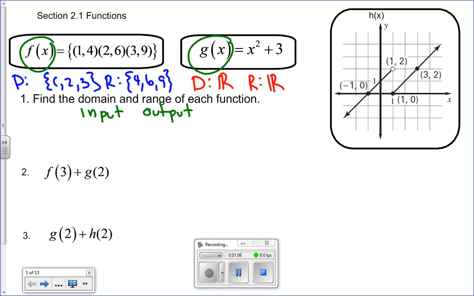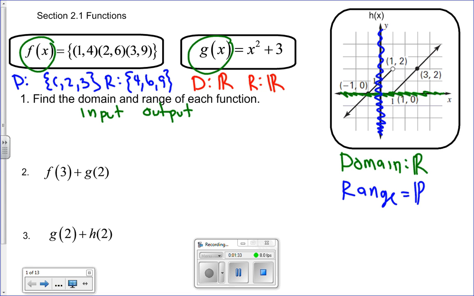Graphically, what you want to do is project the graph onto the x-axis for the domain, and so what I can see here is that all the x values are represented on this graph. So in this case, the domain is going to be all real numbers. And when I project this graph onto the y-axis for the range, I can see that all numbers are represented as well. So in this case, the range for this function is going to be all real numbers.